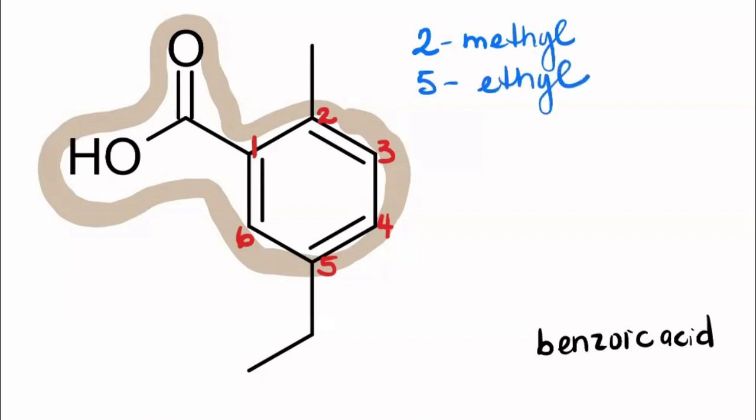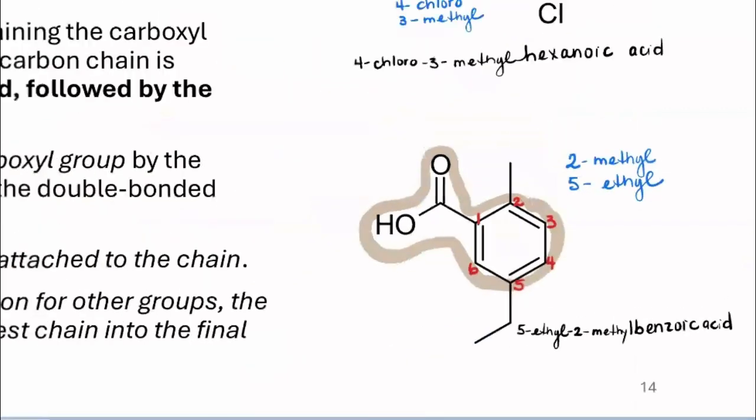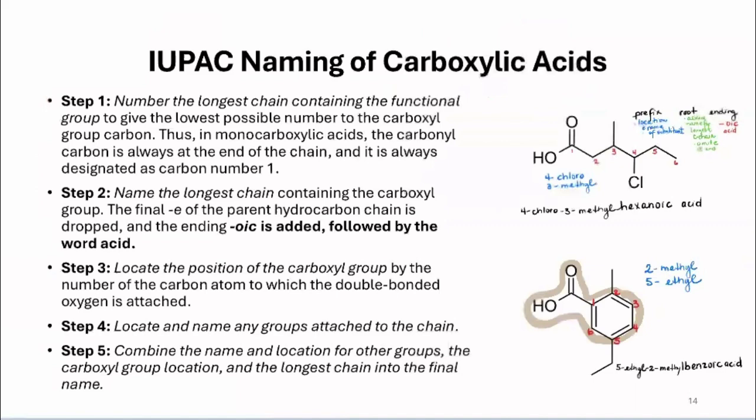Let's understand that for the name of this molecule, those prefixes need to be placed in alphabetical order. So the name of this molecule is going to be 5-ethyl, 2-methyl, benzoic acid. And that's how you name carboxylic acids.